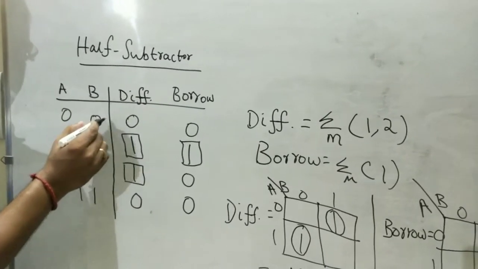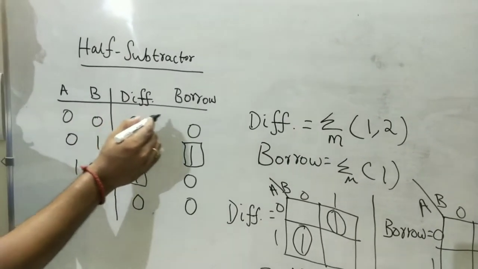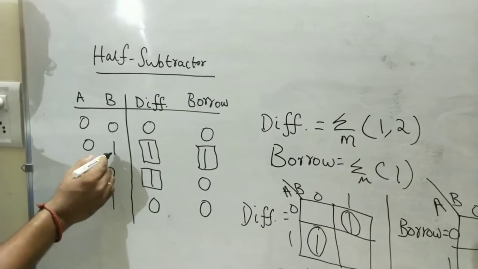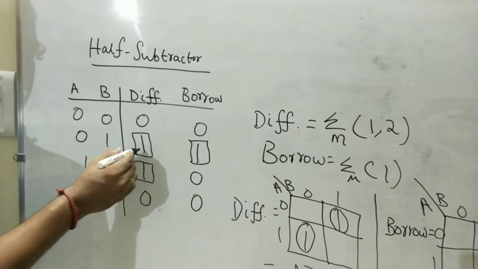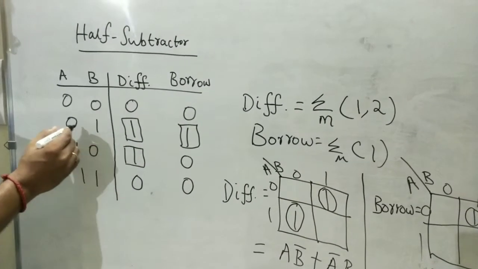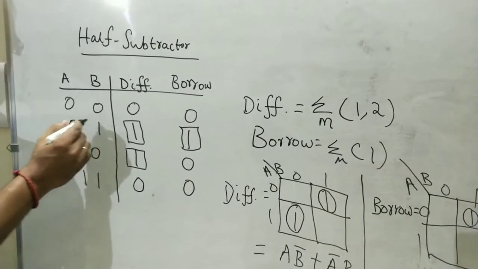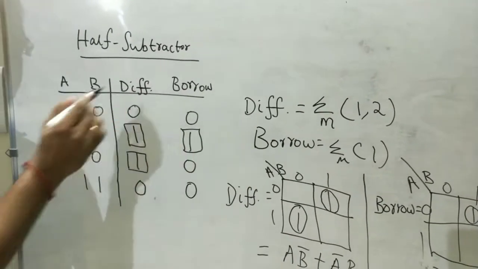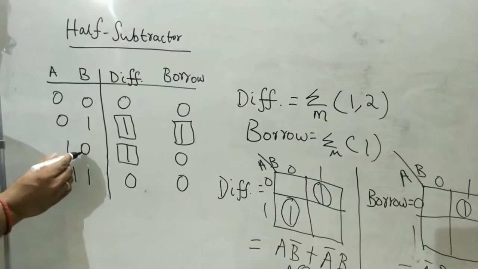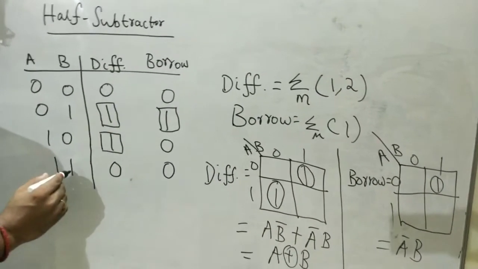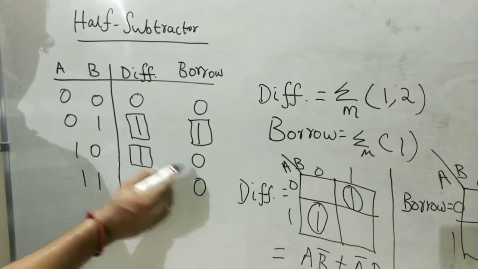0 minus 0, difference is 0 and there is no borrow, so borrow is also 0. 0 minus 1, so difference is 1 and borrow is 1. Because we cannot subtract 1 from 0, we take a borrow and then perform the subtraction. So difference is 1 and borrow is 1. 1 minus 0, difference is 1 and borrow is 0. 1 minus 1, difference is 0, borrow is 0.